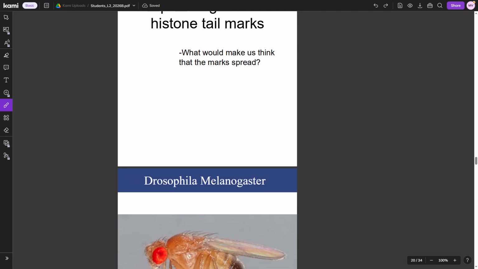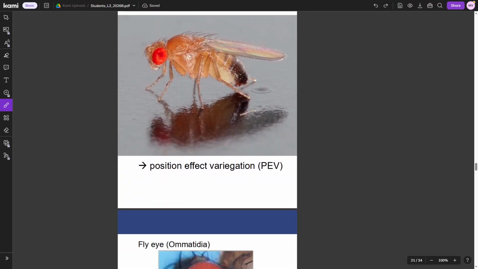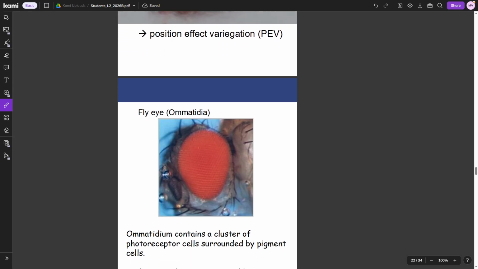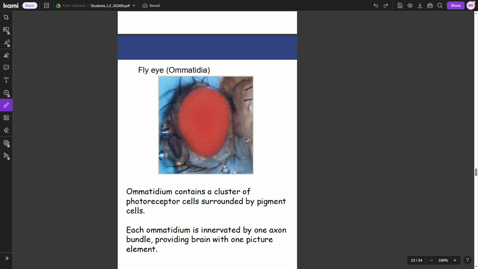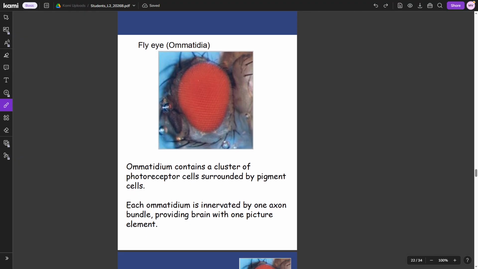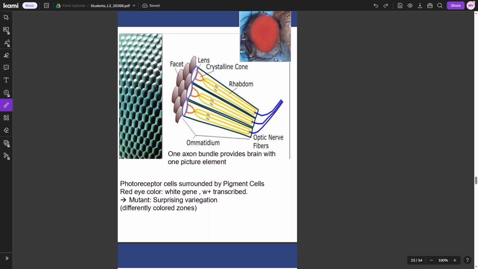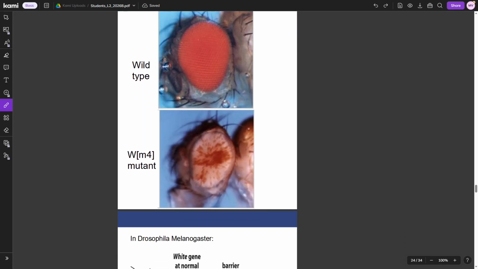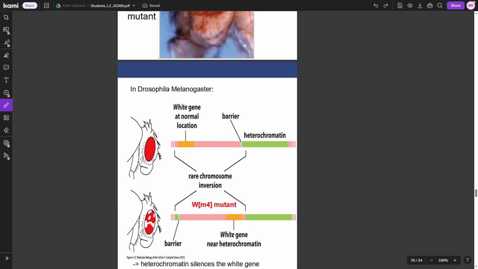So spreading histone tail marks, what would make us think that marks spread? This entire thing here is just an example of how the position of these markers actually affects gene expression. So all this is just talking about ommatidia. All you have to know about them is that they're important in the function of the fly eye. You really should not have to know all of this, I don't think. I feel like it's a little bit excess. But what you should care about is this.